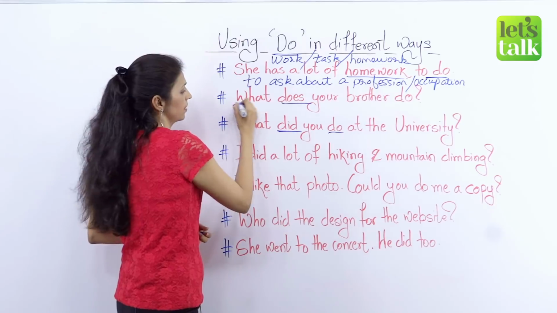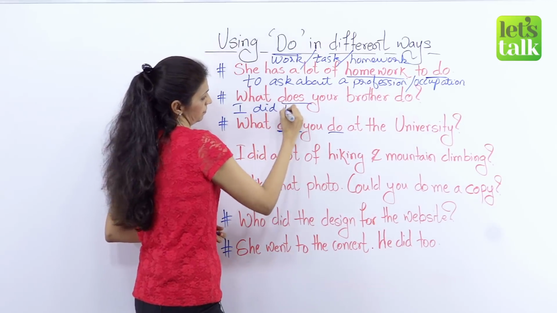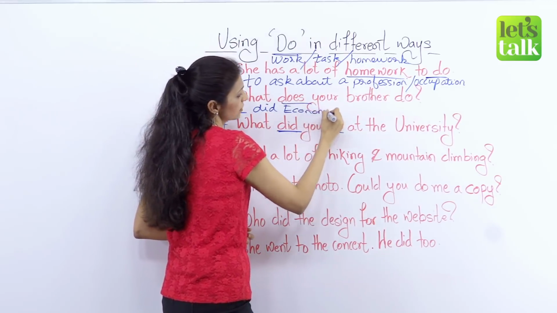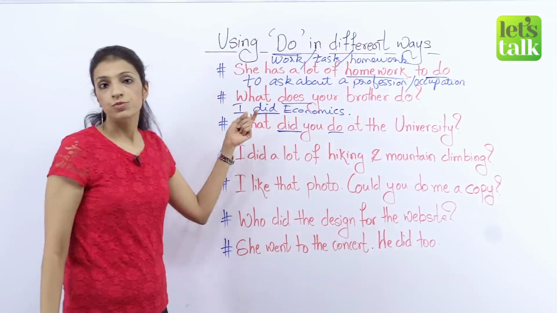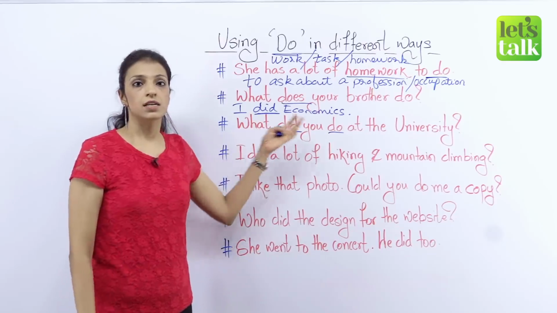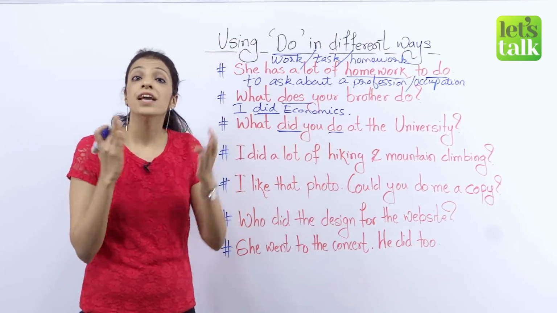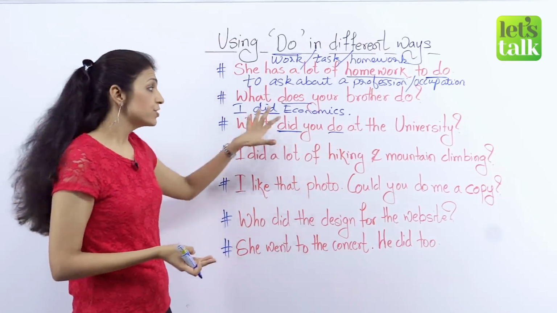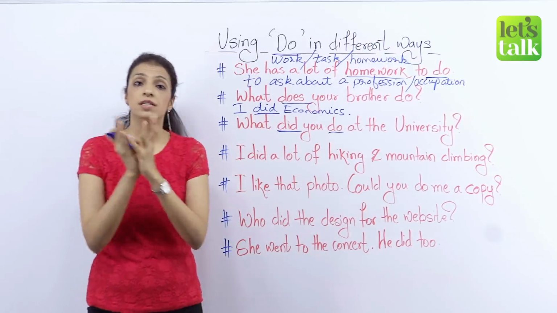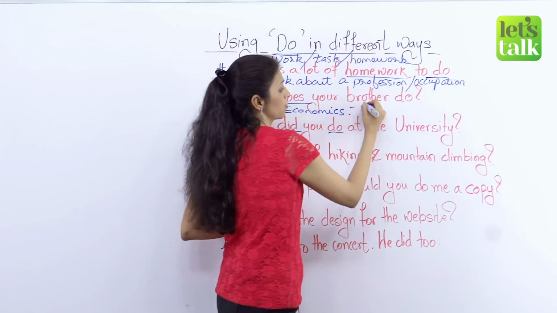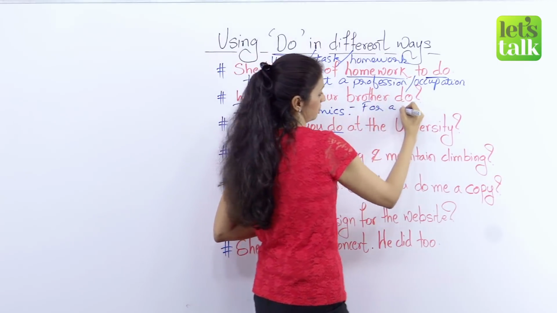So if I say, I did economics, okay, I am replying using the verb do. Of course, in the past tense, I did economics. That means I majored, okay? That's the subject I majored in. So remember, do not get confused. When you want to know about a particular subject a person studied, okay, you use do.